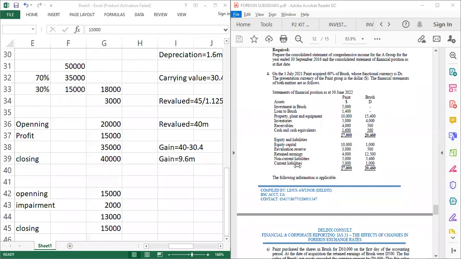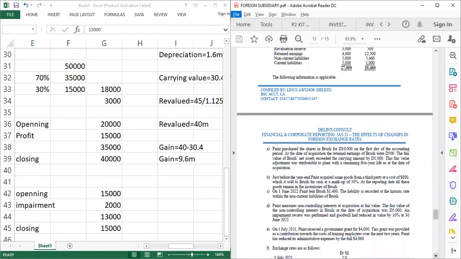On 1st July 2021, Paint acquired 60% of Brush, whose functional currency is D. The presentation currency of the Paint group is the dollar. The financial statements of both entities are as follows.